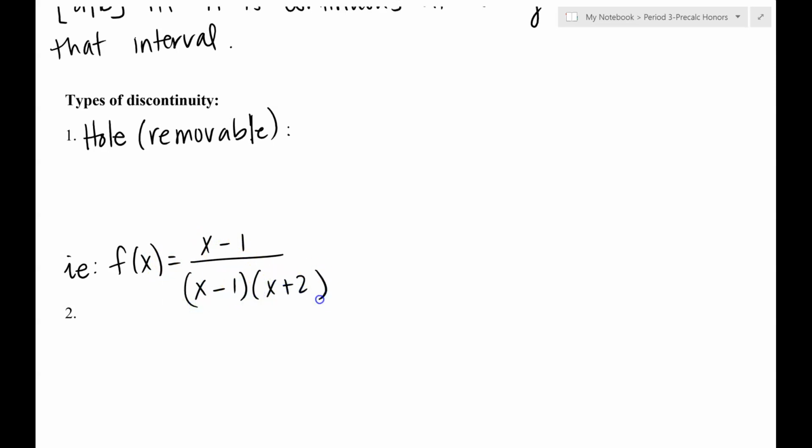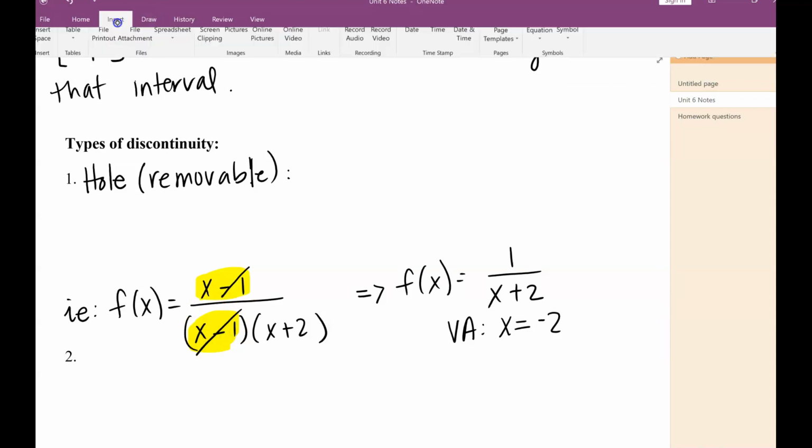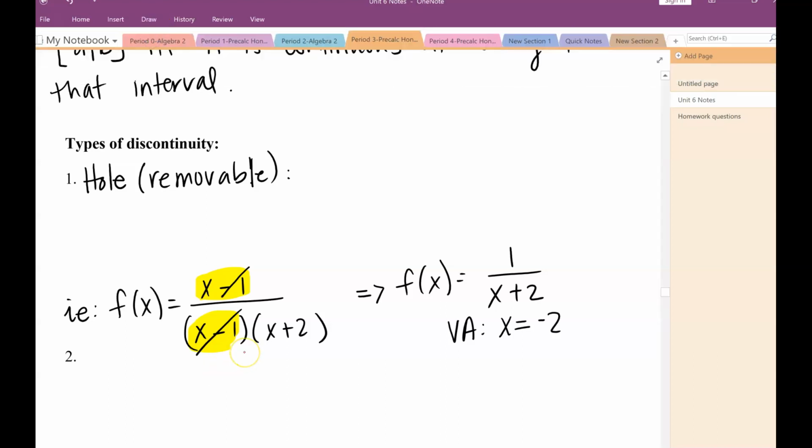The simplest one I can think of is this one. Then we cancel out the x minus 1. So now your reduced function is 1 over x plus 2. Notice how you still have one vertical asymptote at x equals negative 2. But what happened to the term that we canceled? Technically, because we reduced that, it's still a restriction for x, right? But because we reduced that, it created a hole at x equals 1.